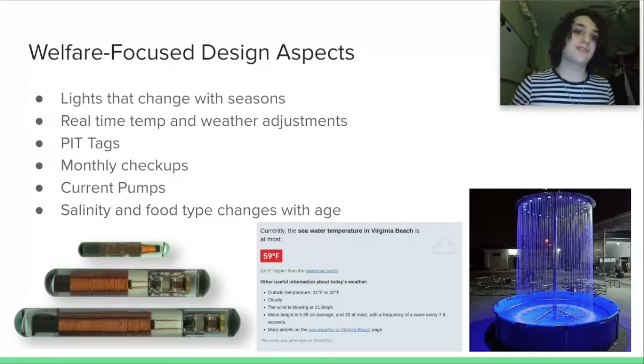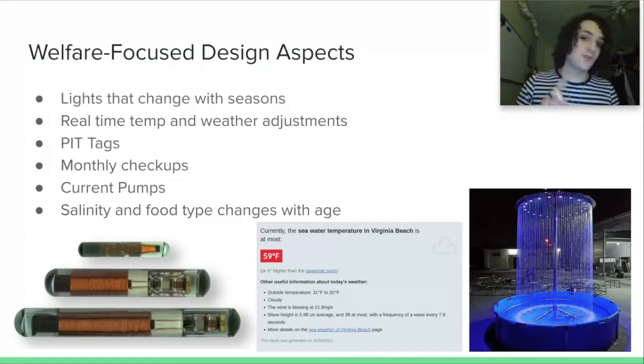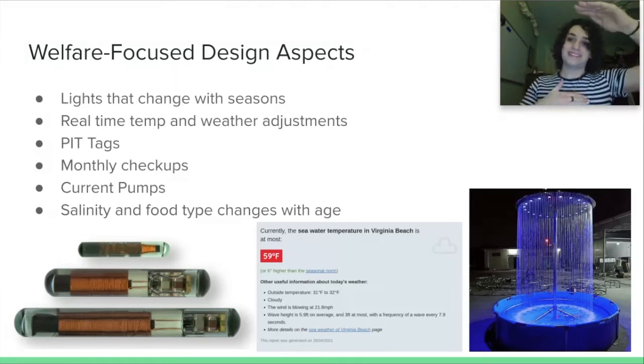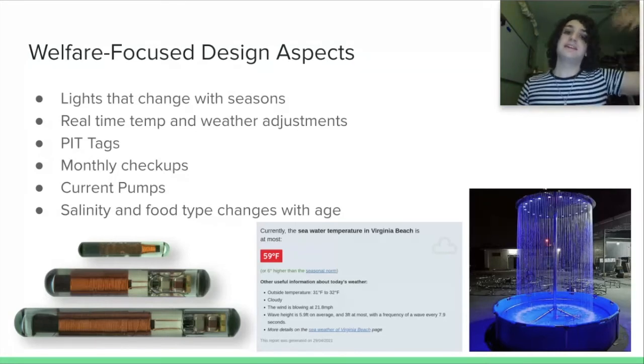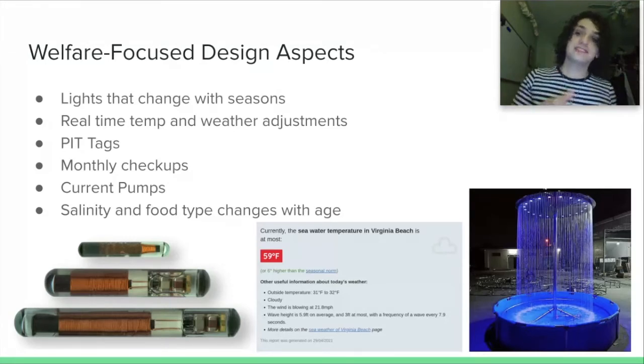With that, we will also be introducing real-time temperature and weather adjustments. There are points in Virginia Beach, which is right off Chesapeake Bay, and in Tampa, right where the rays migrate during the winter, that have constant weather and water temperature data freely available. So what we can do is, based off of where they would be in the seasons, during the summer and fall being in Chesapeake, and during the winter and spring around Florida, we can adjust the temperature according to our actual natural counterparts.